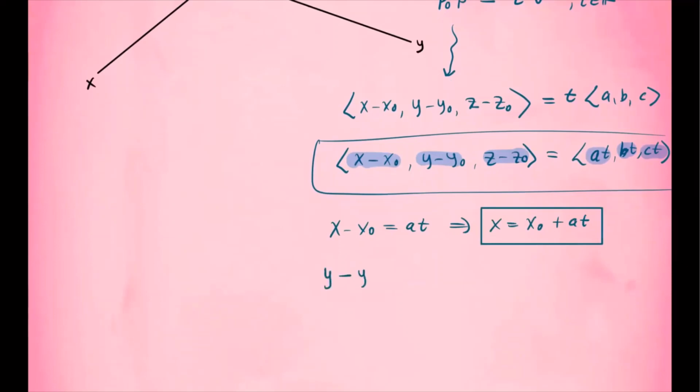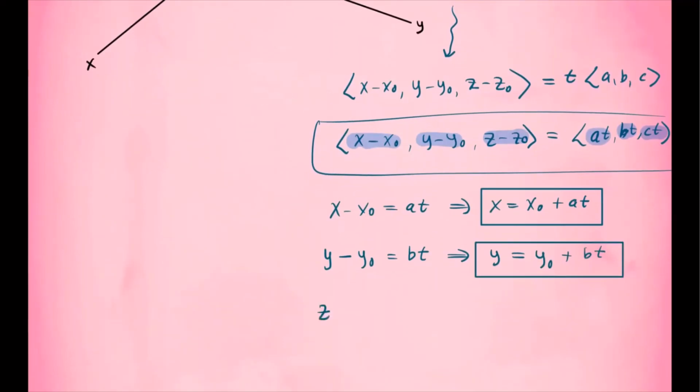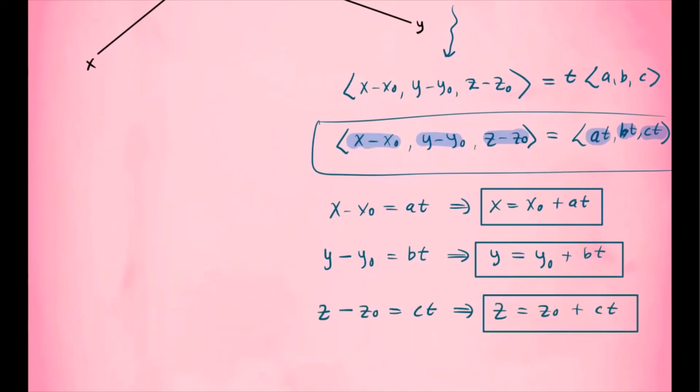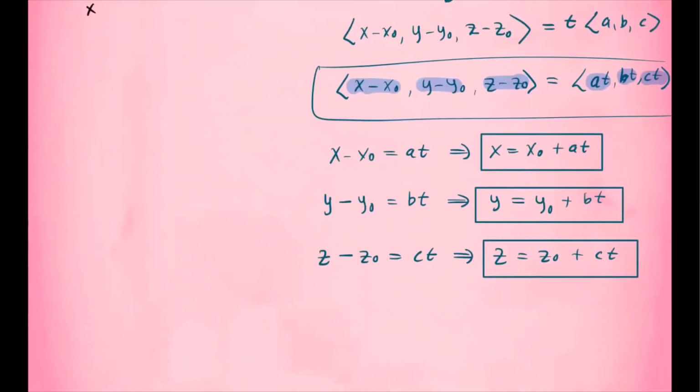For the y, we have y minus y0 is equal to b times t. In other words, you can solve for y, you get y0 plus b times t. And the z component is z minus z0 is equal to c times t. So if you solve for z, you get z is equal to z0 plus ct. You have your direction and a point on the line, x0, y0, z0. So these are called the parametric equations of the line.